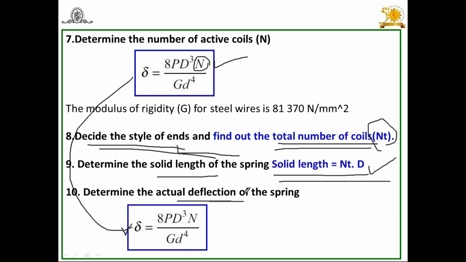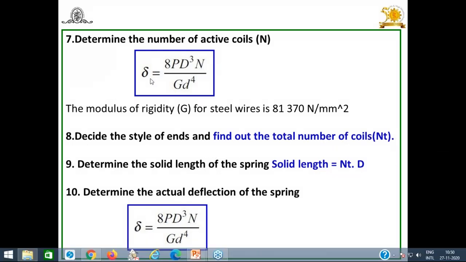But here, you have to put the value of N, meaning active coils. And after that, there is a small variation, and you will get the delta. I will explain this during the problem also, and you will get the idea how to use these relations. Because we are using the same relation here, by substituting the delta, we find N and decide the style of ends. So again, you find out the total number of coils.